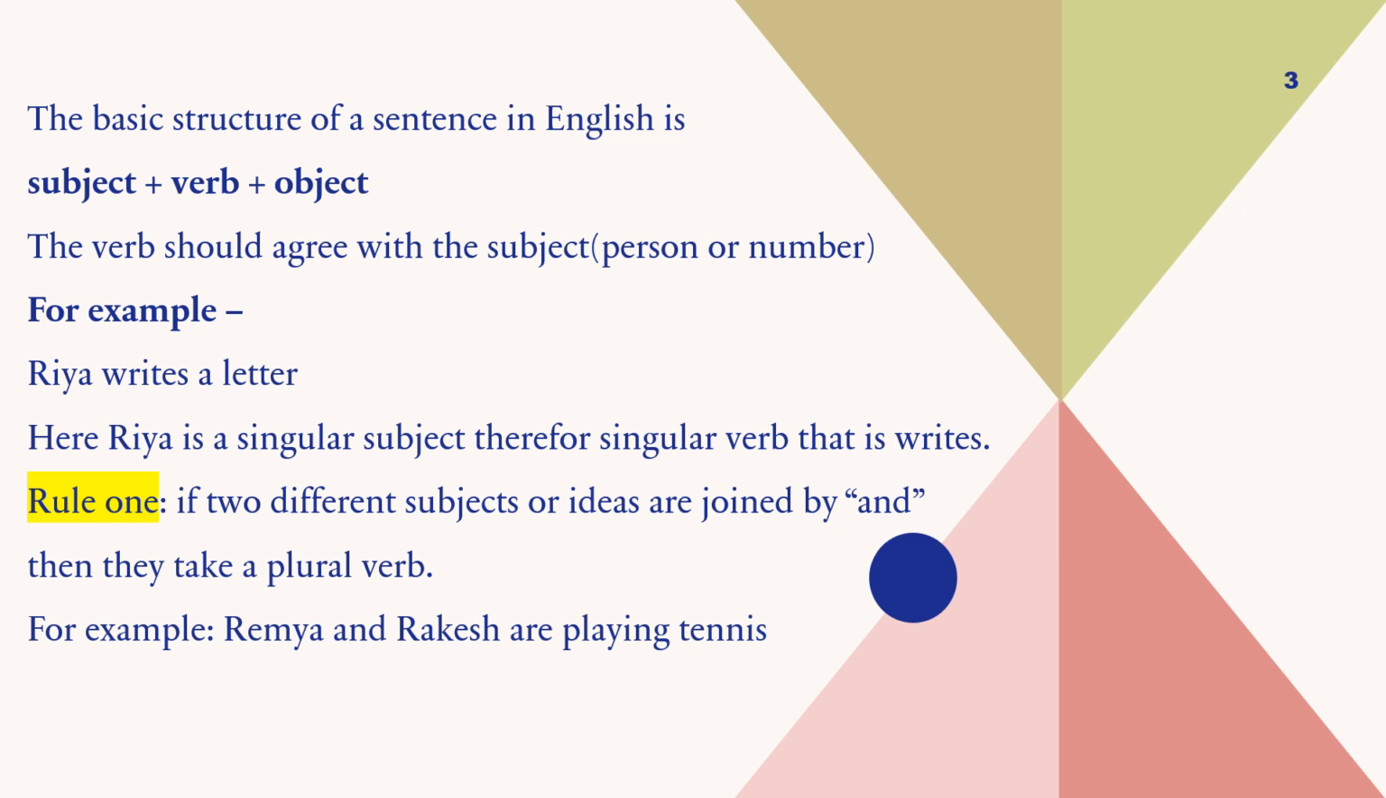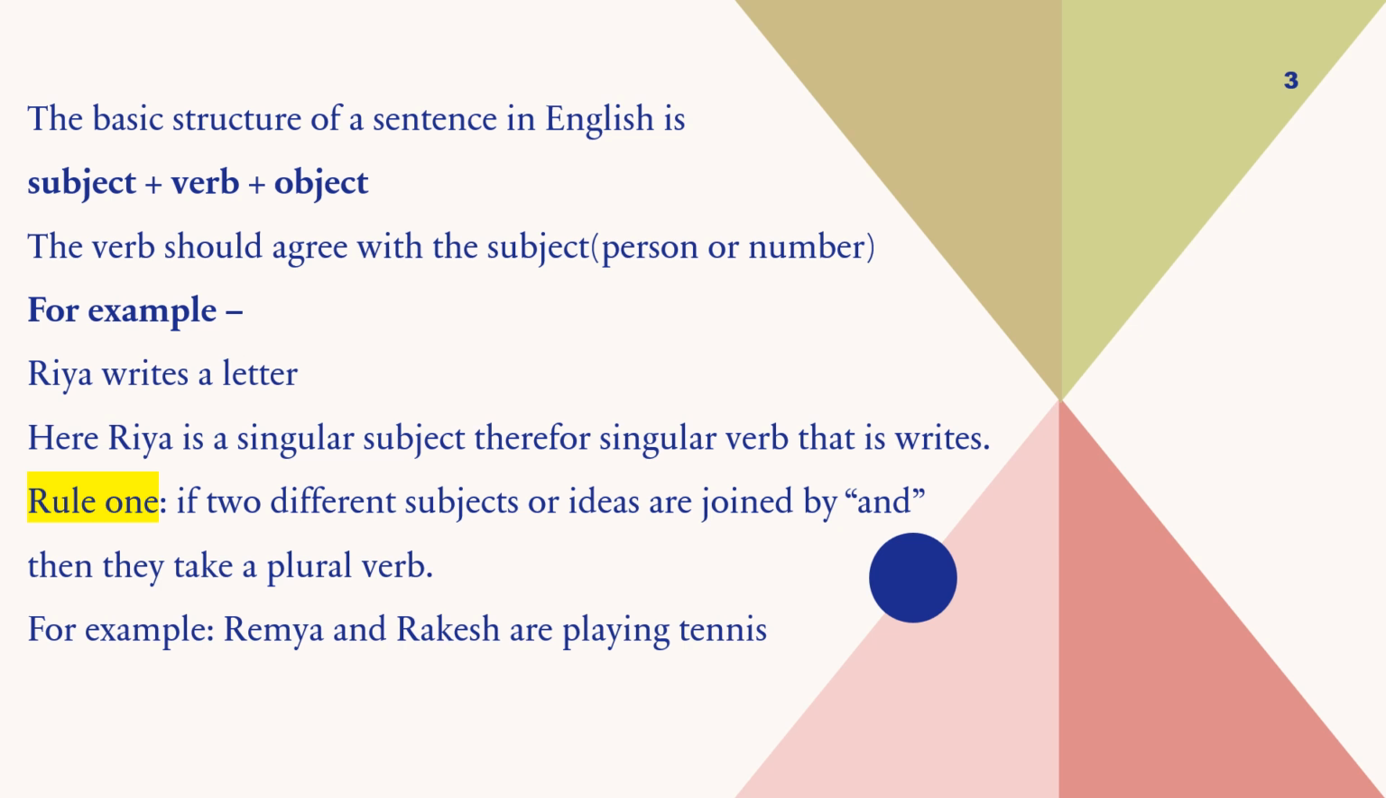So Ria writes a letter. When it comes to verbs, to make it singular, we add s to the verb. Ria writes a letter. I will give the explanation over here. Ria is a singular subject, therefore a singular verb, that is writes, has to be used. Clear? Singular verb means s should be there along with the verb.